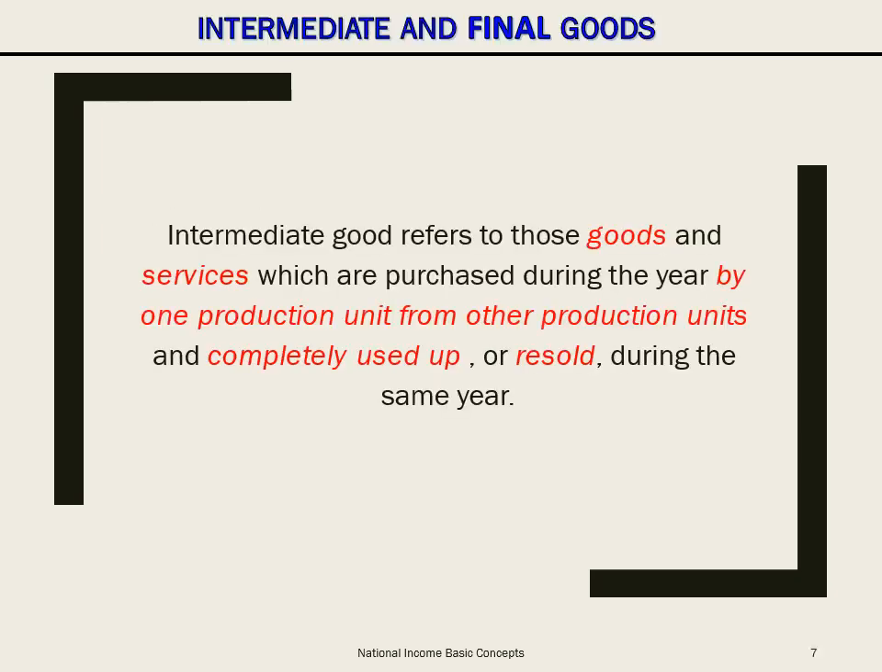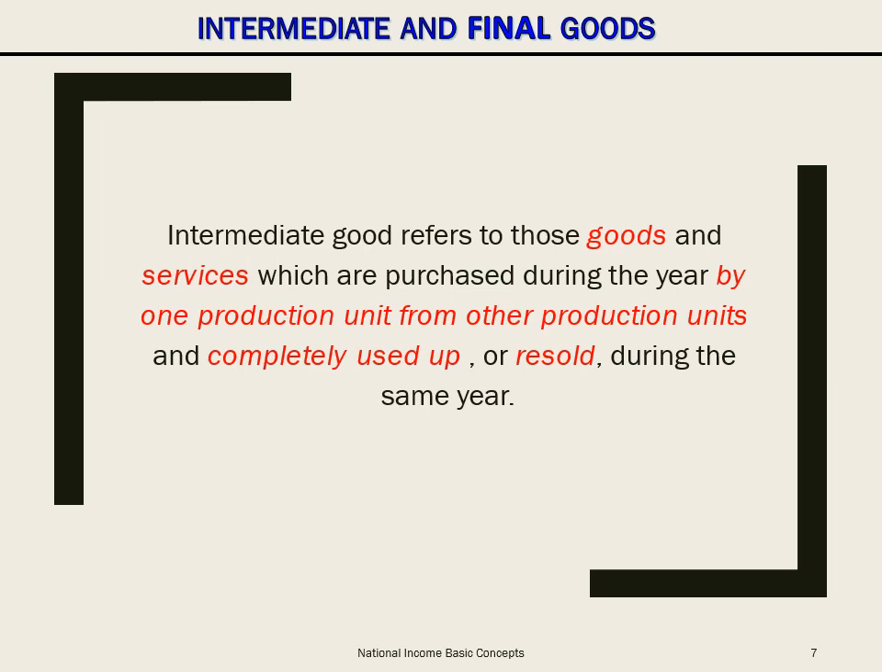Now we talk about intermediate and final goods. Children, intermediate and final goods are very important concept when you use them in terms of calculating national income. So what are intermediate goods? Intermediate good refers to those goods and services which are purchased during the year by one production unit from other production units and completely used up or resold during the same year.